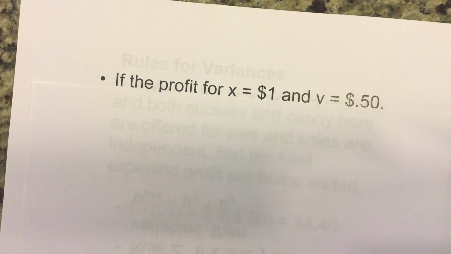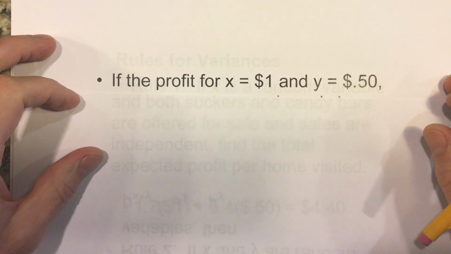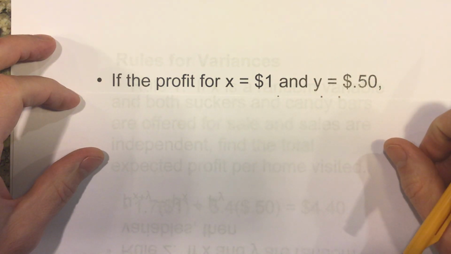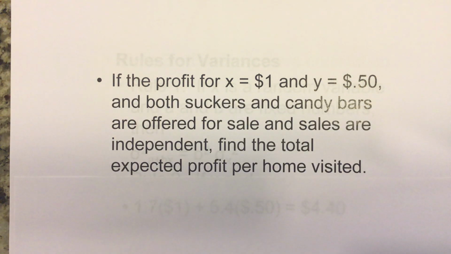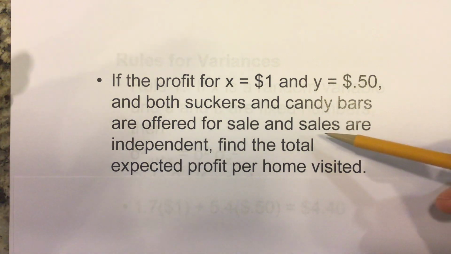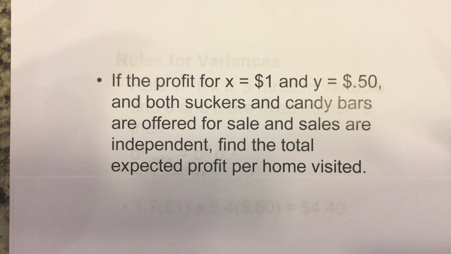All right, so now here's where our rules will come in. Let's say the profit per candy bar sold is $1. The profit per sucker sold is 50 cents. Now, let's say that both candy bars and suckers are offered for sale at the same time. So you decide to take over and share the profits, right? Maybe, who knows, you're working for the same goal. Well, what's the total expected profit now per home visited? In other words, we're combining the two distributions.